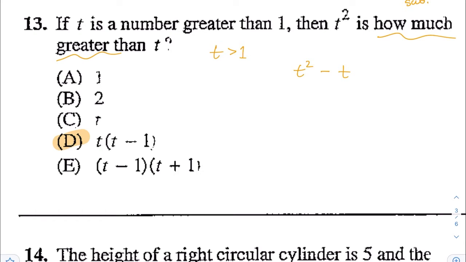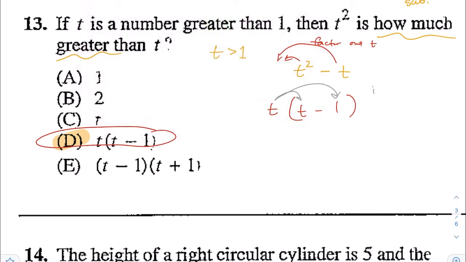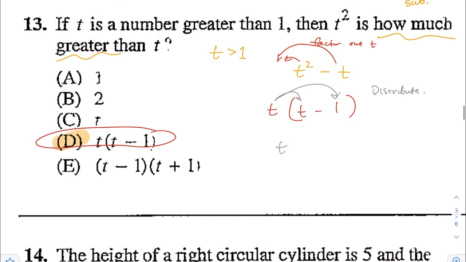Now, I don't see that here, but what you can do is actually factor. If you factor out t, which is just the opposite of the distributive property, you'll end up with t minus 1 inside the parentheses, and that's choice D. You can always double check your work by distributing. And when you distribute, remember to include the sign with the term. So t times t is t squared, and t times -1 is minus t. And that gets you back to the original, so you know it's correct. So the answer has to be choice D.